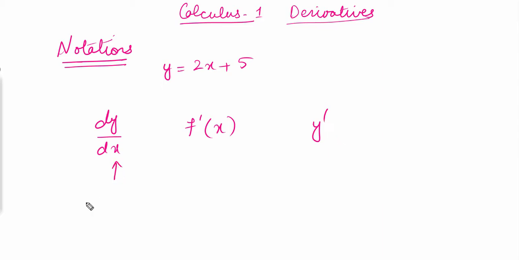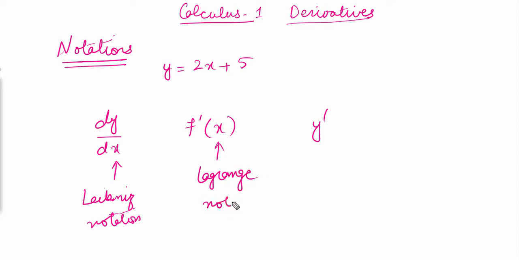This notation is called the Leibniz notation, and this notation is the Lagrange notation. These are the mathematicians whose names I'm writing over here. And this notation is Newton's notation. So we represent the derivatives by these notations: dy by dx, f dash of x, and y dash.